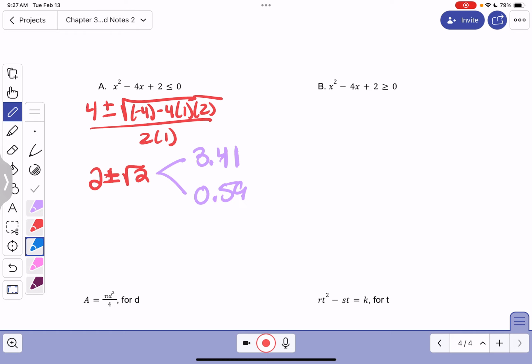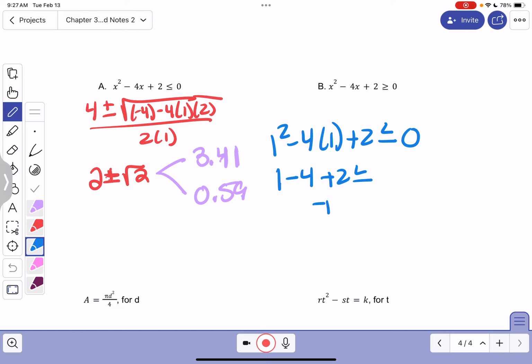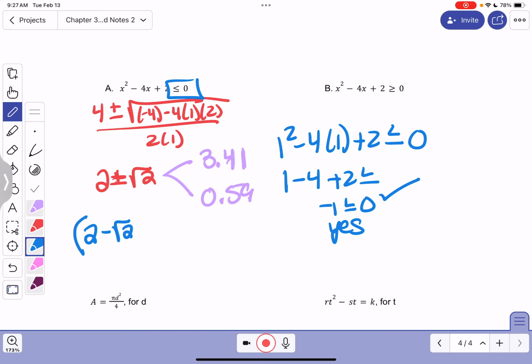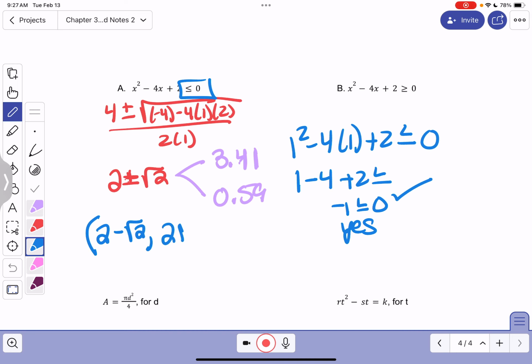So let's do 1. So 1 squared minus 4 times 1 plus 2 is less than or equal to 0. 1 squared is 1. Negative 4 times 1 is negative 4. 1 minus 4 is negative 3 plus 2 is negative 1. Negative 1 is less than 0. So it's a yes for the less than over here. So we would write 2 minus root 2 to 2 plus root 2. And we would do brackets because of the equal sign.